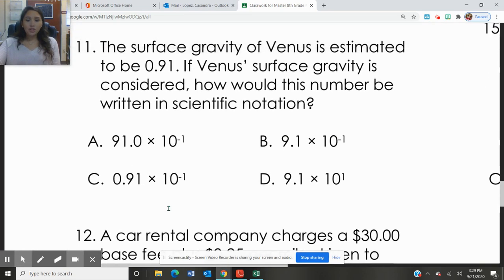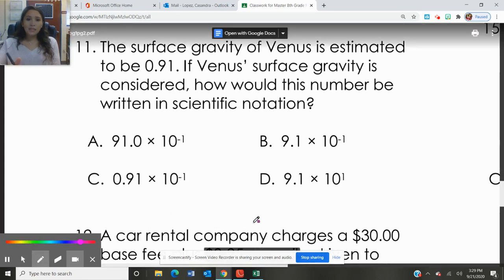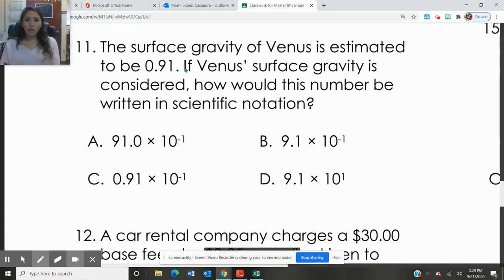So number 11 says the surface gravity of Venus is estimated to be 0.91. If Venus's surface gravity is considered, how would this number be written in scientific notation? Okay, so if you remember, I just said that the number in front of the decimal place had to be a number 1 through 9. It couldn't be a single digit, and it definitely could not be 0. So automatically, I could have eliminated A and C. My number is very small, so I know that it's going to have a negative exponent. So it cannot be D either, which means our answer is B.